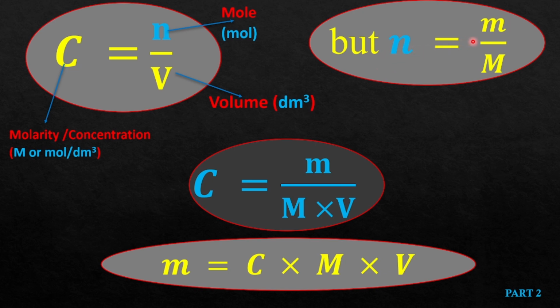But N here is equal to mass over molar mass. So in place of this N, we can insert mass over molar mass, and that will give us C equal to mass over molar mass times volume. We can also make M here the subject, and that will give us M is equal to the concentration times molar mass times volume. So depending on the nature of the question given, you can be asked to solve for molar mass, you can be asked to solve for volume, mass, and concentration as well. I hope you are ready now.